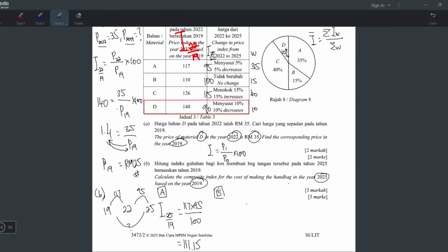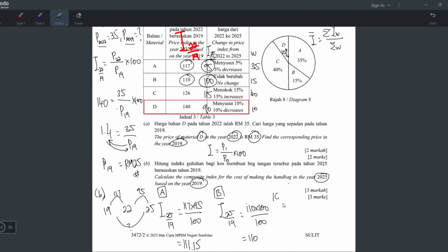But if you're lazy like me, you can just tengok balik the first smiley face. So the 117 will be replaced with 110, right? And then 95 will be replaced with 100, sorry. So you already know what will happen. So 25 or 19, because just now you take this one darab this one divide 100. So for B also will be same. This one darab this one divide 100. And you will get 110.